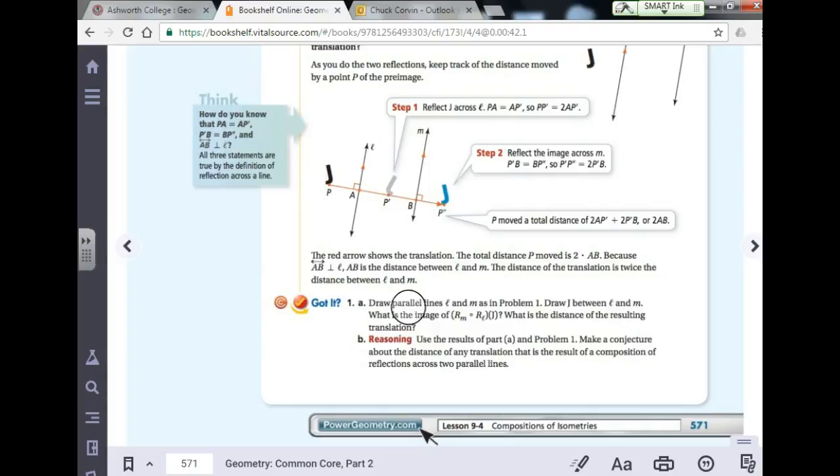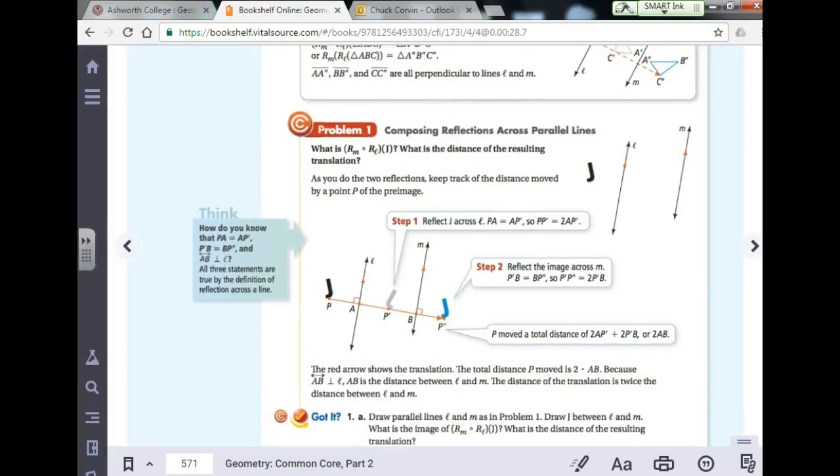Now, in the Got It section, it said draw parallel lines L and M as in problem number 1. Draw J between L and M. What is the image if it got reflected across the L axis first and then across the M line? What would be the distance of that? Now, this looks a little tricky here. Maybe I can draw it here. If I drew a J in between that, well, let's just ignore that one. The original one is right here.